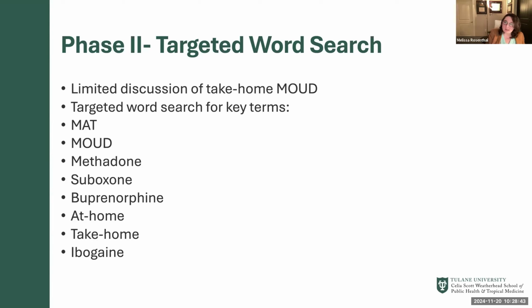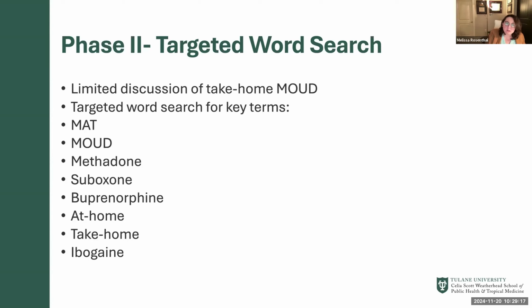Currently, we're still in the process, and we are utilizing these terms as well as a few others in our analysis. So we're going in specifically targeting more specific terms such as MOUD, the specific drugs themselves like methadone, Suboxone, buprenorphine, looking at home, take home, those terms, as well as going through those complementary alternative medicine sources as well, which include Ibogaine as well as Kratom, which is not listed on this slide.